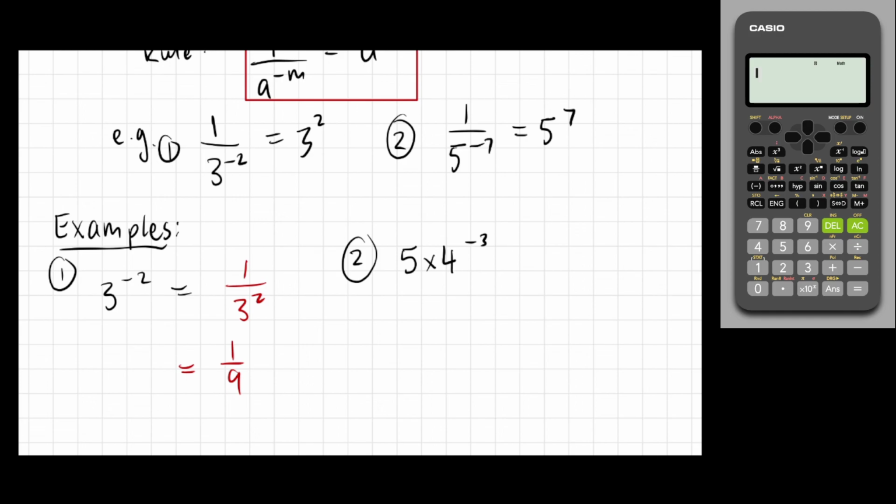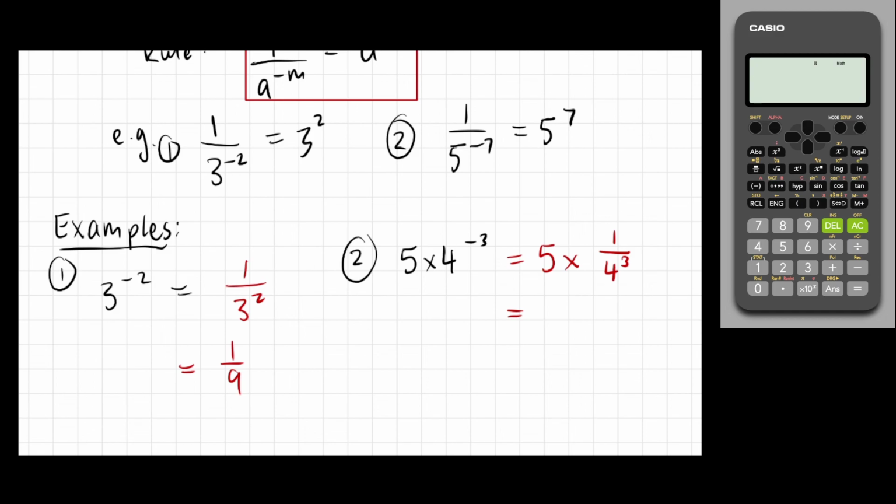Let's try this one, 5 times 4 to the negative 3, okay? Now with this one, what we need to do first is sort out the indices first, okay? So this is the same as 5 times what? Well, that's it, 1 over 4 to the positive 3, okay? And again, we could just leave it like this if we wanted to.